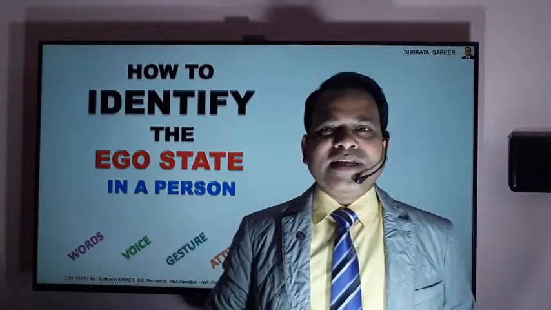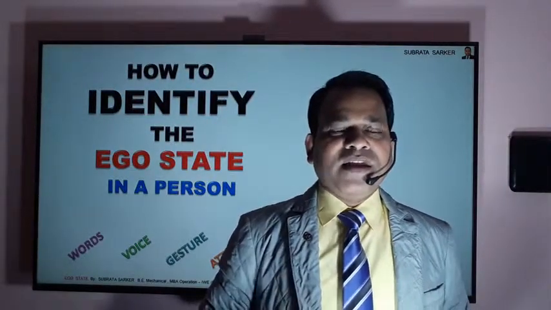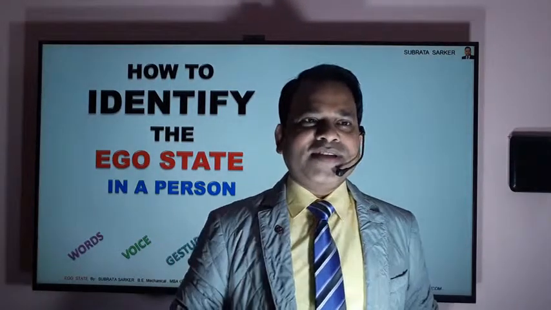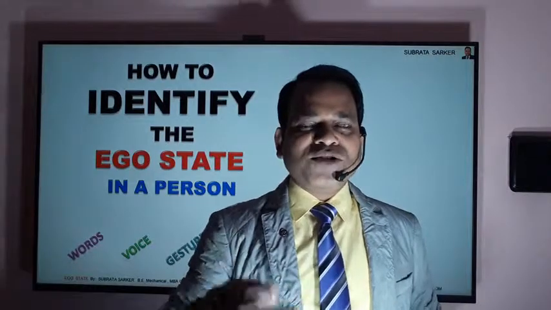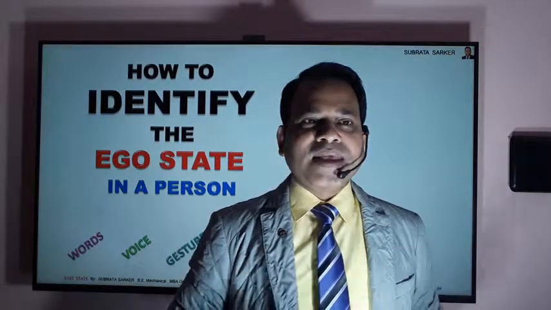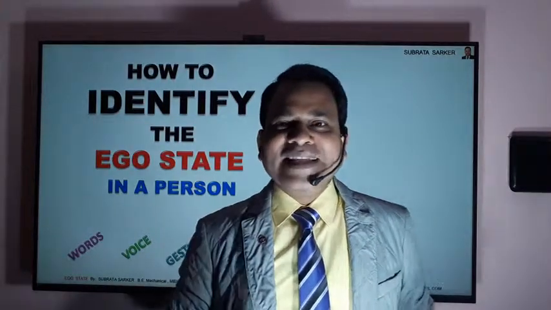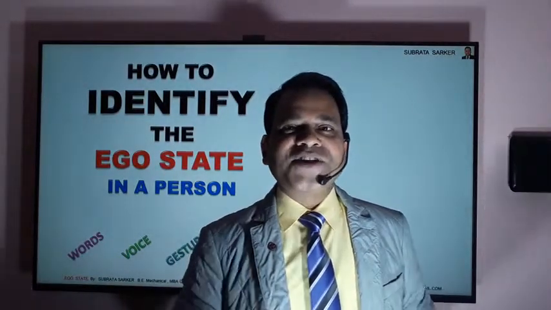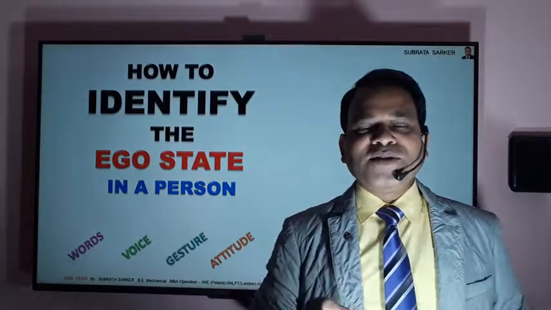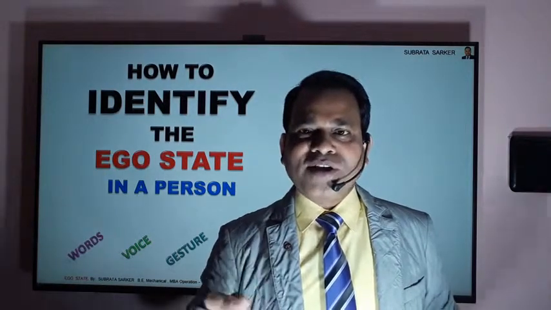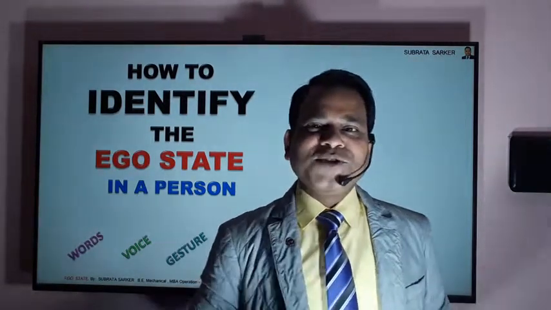Okay. Now there are some words actually like never, must, stupid, ridiculous. These are the words typically used by the critical parent. Good, nice, don't worry, let me help you. These are the words typically used by the nurturing parent. So these are the words in the parent ego state. When, how, why, where, is there any alternative? These are the words used by the adult ego state.